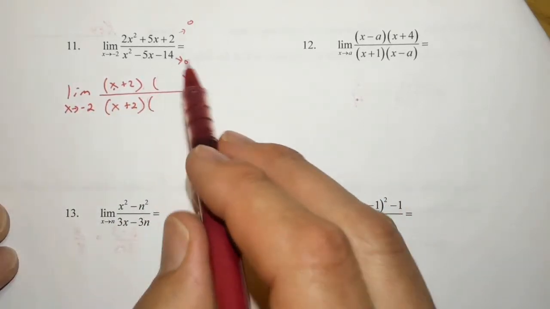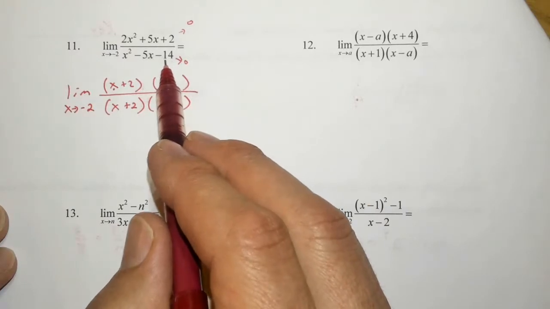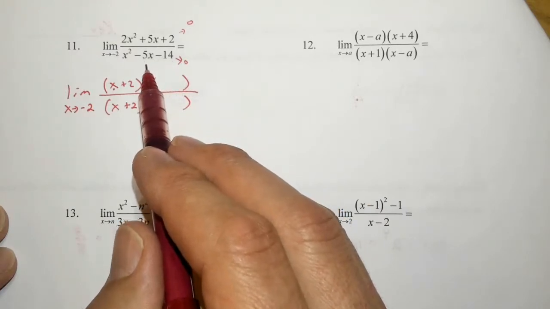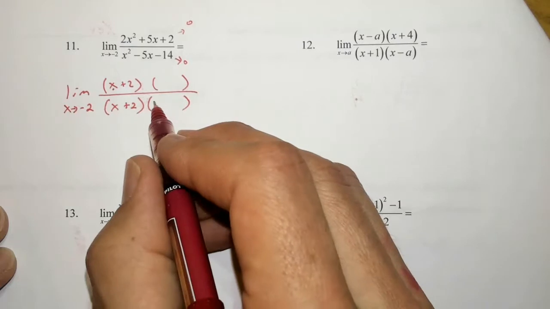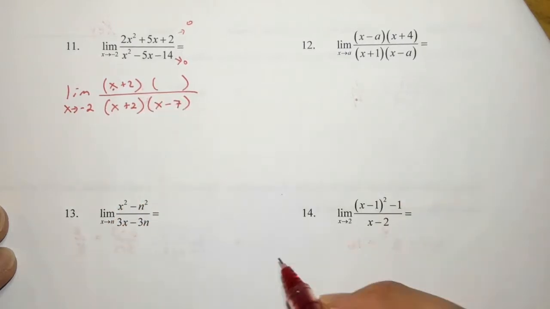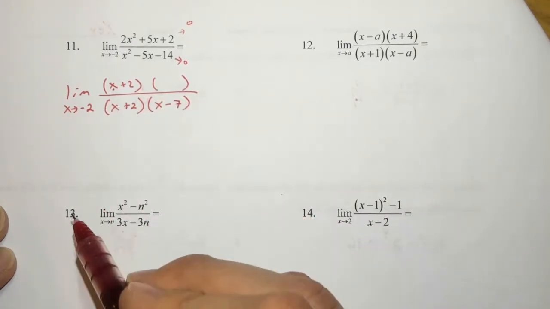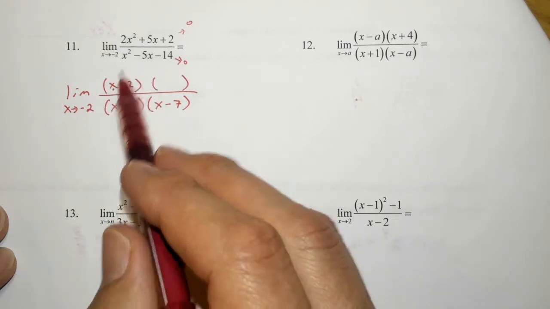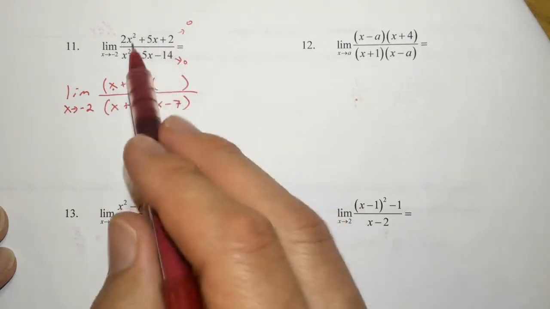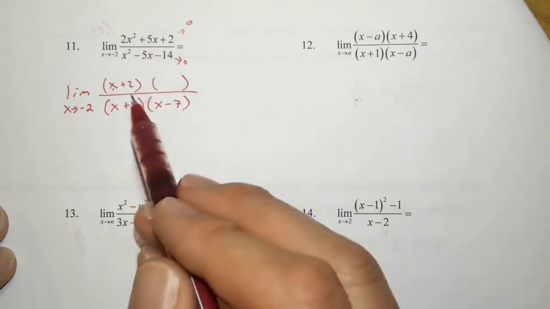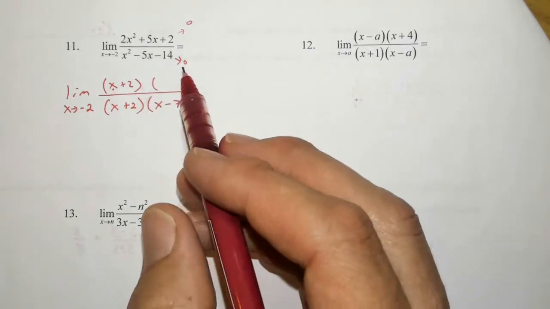Now in the denominator, I'm looking for two numbers that multiply to negative 14 and add up to negative 5. Well, that's going to be positive 2 and negative 7. Hence the reason why the x plus 2 is going to be there. In the numerator, well, I've got master product, I've got the Australian method, I've got the quadratic formula. There's a bunch of different ways we can look at this.